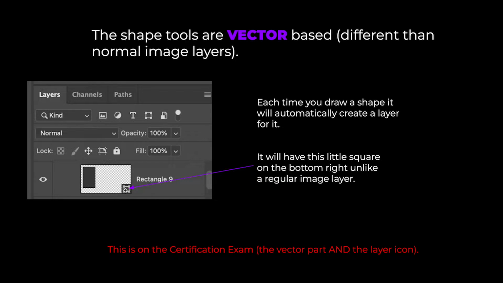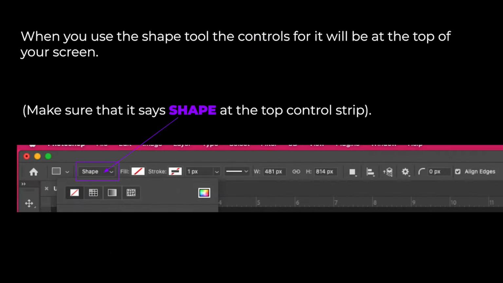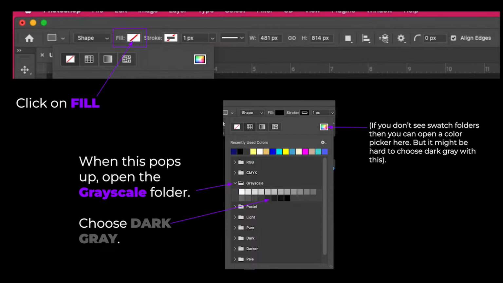What makes the shape tool different is it makes vector shapes. And both of those are questions that are on the certification exam. And I'm going to show you how to make the shape. When you have the shape tool, all the parameters for adjusting it are up here at the top control strip in Photoshop. So you can make the edits there, and I will walk you through that in a minute.